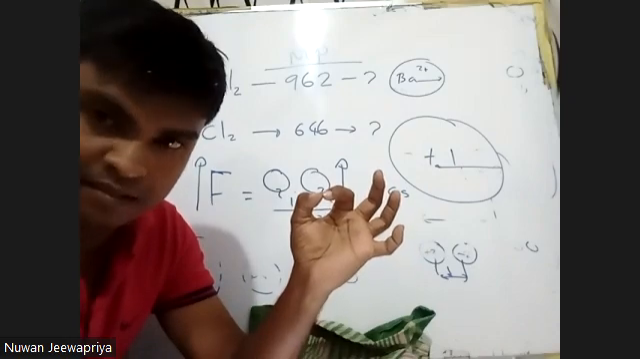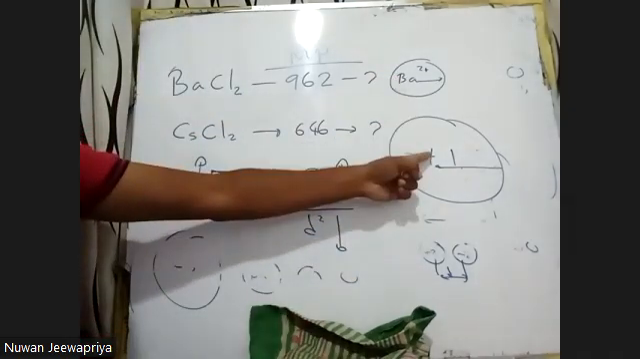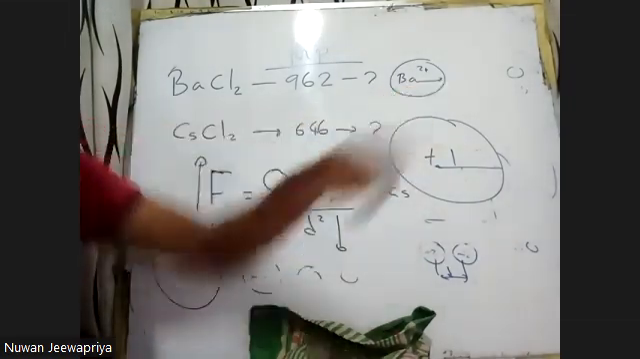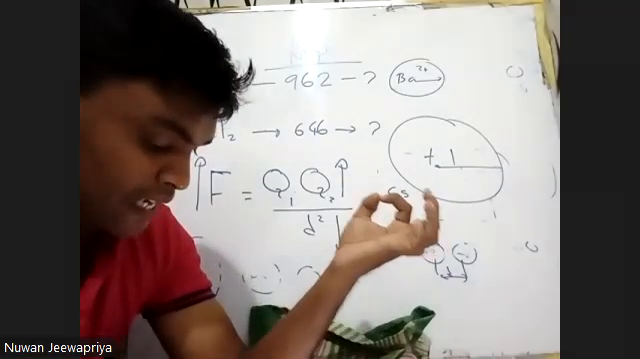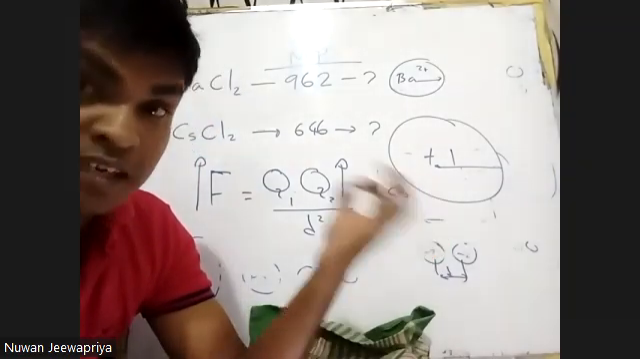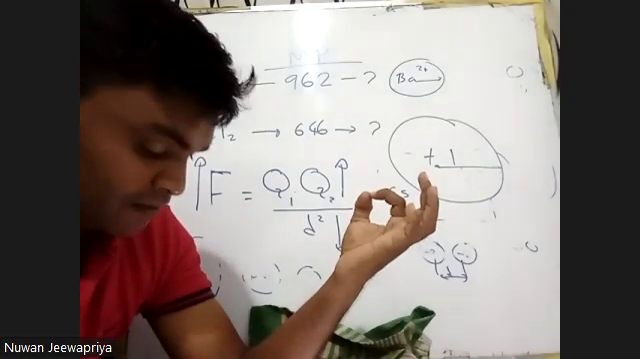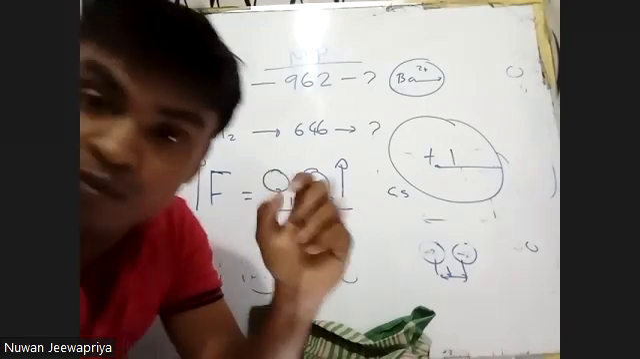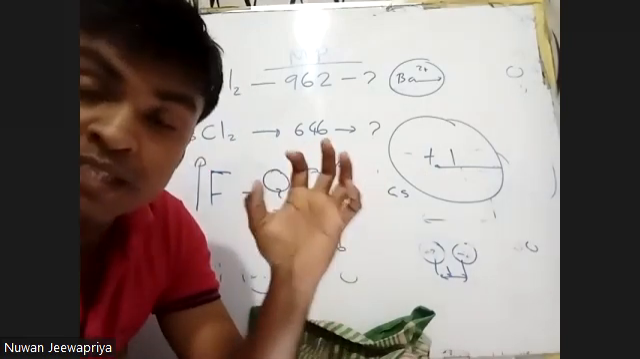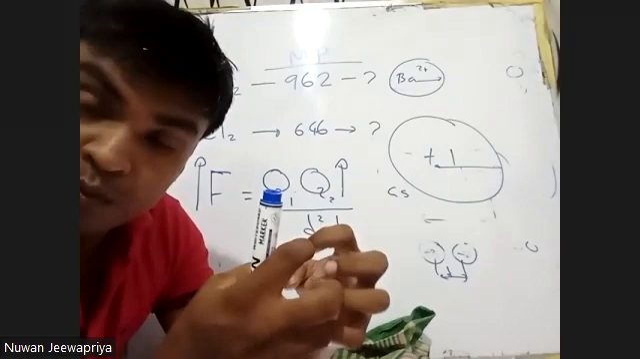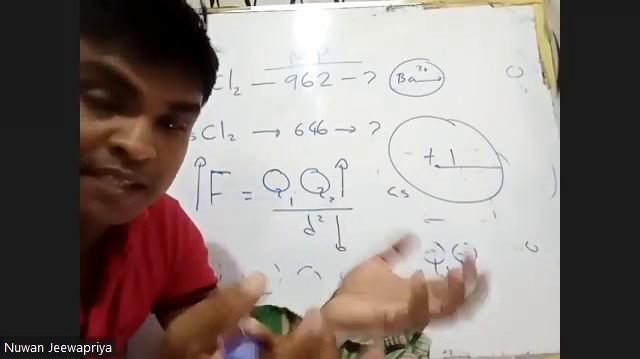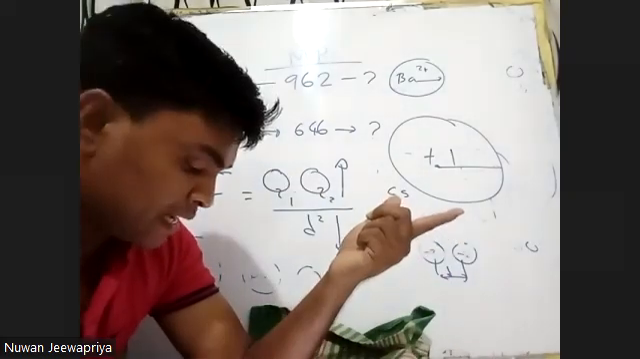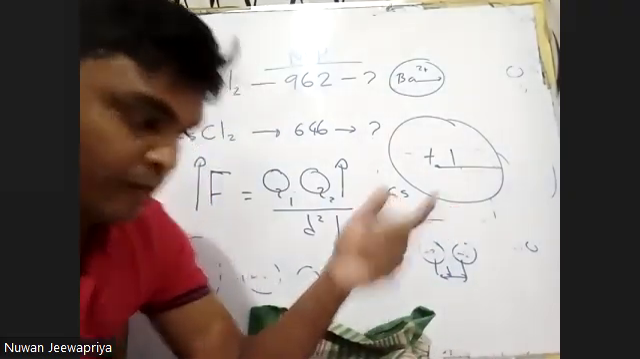Electrostatic attraction is higher because the charges are higher in the barium. The radius is less in the barium. Therefore, the electrostatic attraction is higher in barium chloride, right? So, more energy, that point is the last point. Most of the students forget to write that. More energy is required to break the barium chloride lattice than that of the cesium chloride lattice. That is why barium chloride has a high melting point, right?